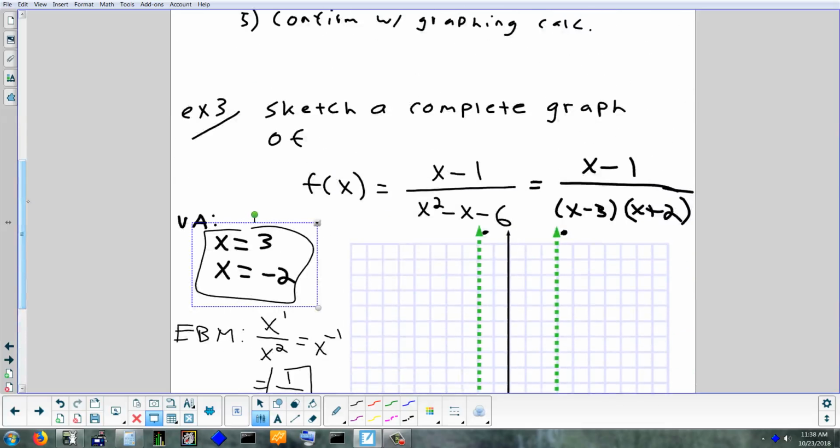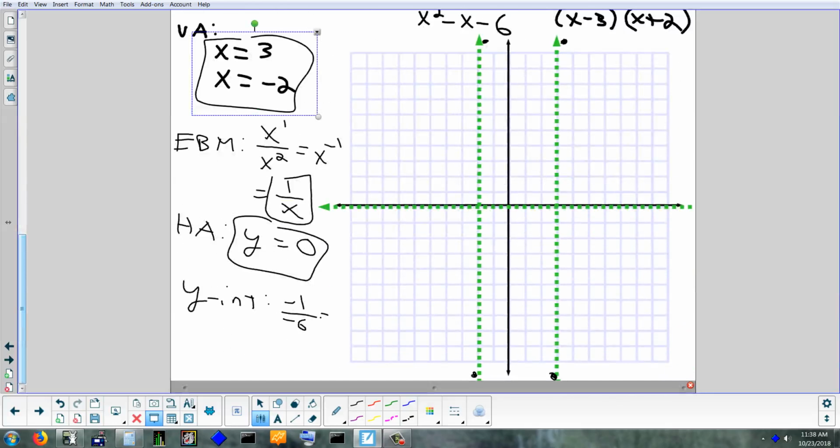And what if I plug in 0 in the bottom for x? What do I get? Negative 6. Negative 6. So my y-intercept is 1/6. So this graph is going to cross the y-axis right about there.